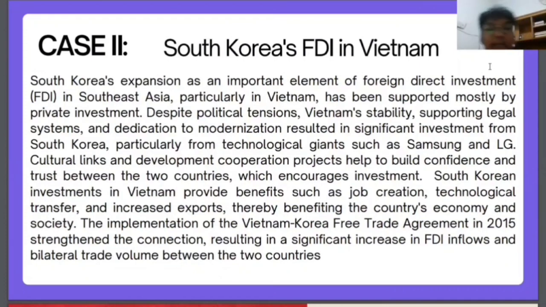And the cultural links and development cooperation projects help to build confidence and trust between the two countries, which encourages investment. And South Korean investments in Vietnam provide benefits such as job creation, technological transfer, and increased exports, and thereby benefit the country's economy and society. And the implementation of the Vietnam-Korea Free Trade Agreement in 2015 strengthened the connection, resulting in a significant increase in FDI inflows and bilateral trade volume between the two countries.